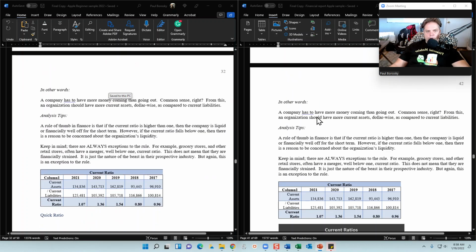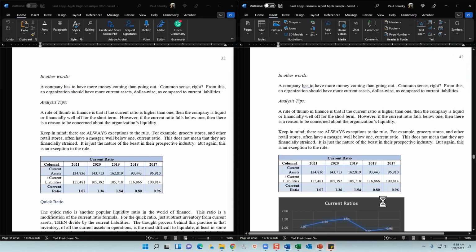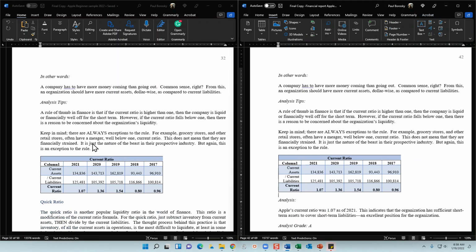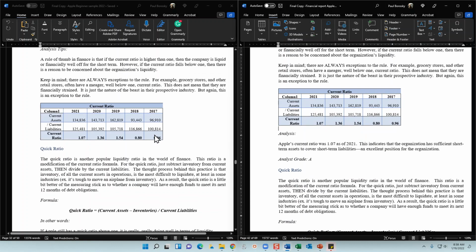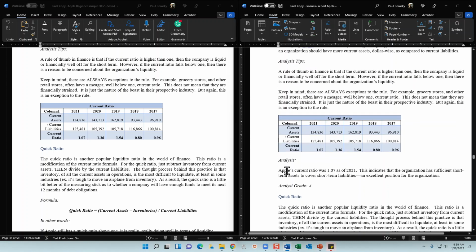I'm going to give you thoughts and ideas about what the financial ratio means. I'm then going to give y'all some analysis tips as to what you should be looking for when analyzing current ratios for the organization. But the difference here for the financial report is I'm going to give you some thoughts and ideas, typically 2 to 3 sentences, but it could be 1, it could be up to 3 paragraphs. It just depends. Then I'm going to give you some thoughts and ideas as to what this financial ratio means in my personal humble opinion.